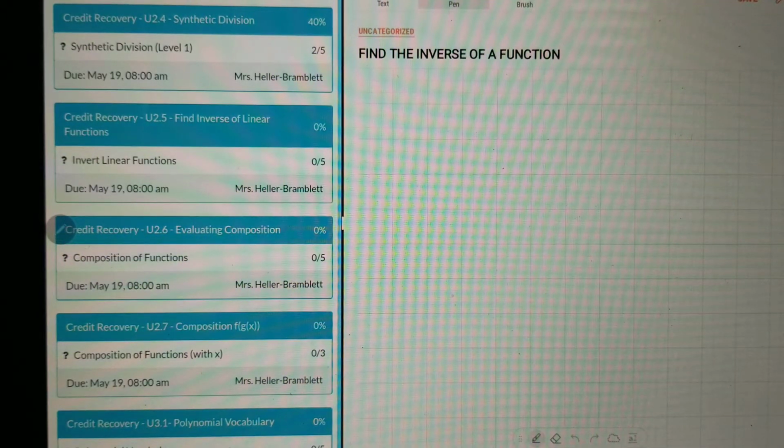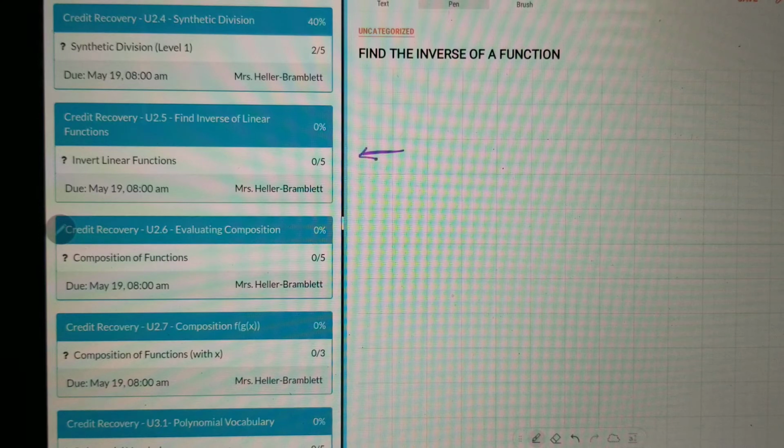Hi everyone. This video is going to be a tutorial on this lesson right here, which is how to find the inverse of a function. All right, so what is the inverse of a function? That's a pretty simple idea.